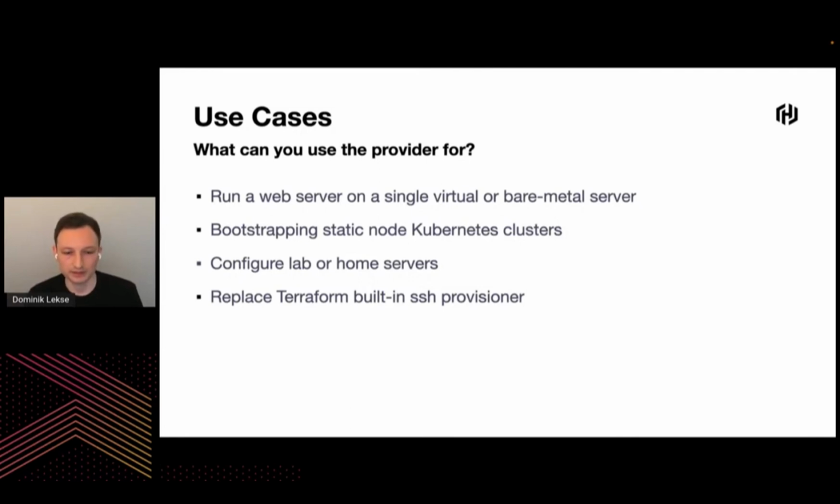You can, as I pointed out earlier, configure your lab or home servers. There's a huge community for these system on a chip computers like the Raspberry Pi. Basically, you can replace the step-by-step command instructions you find in most blog posts on the internet. You can also replace the Terraform built-in SSH provisioner. So when you use this provisioner, for example, for the deployment of files, the provider which I present gives you a much richer experience, especially when you change these files.